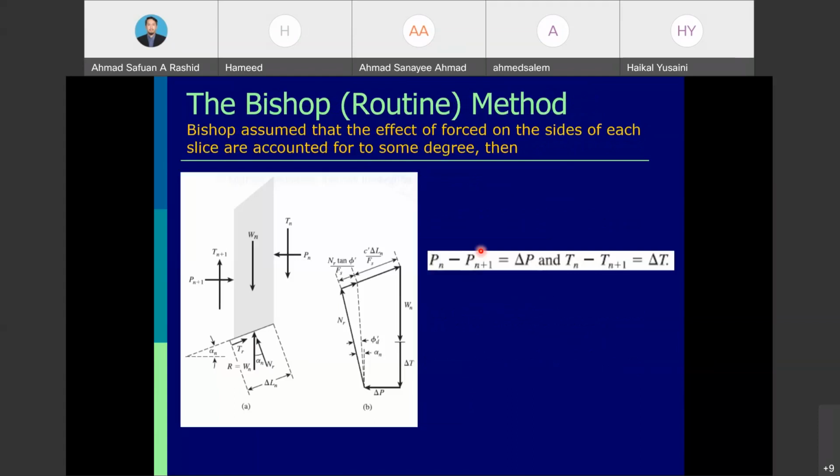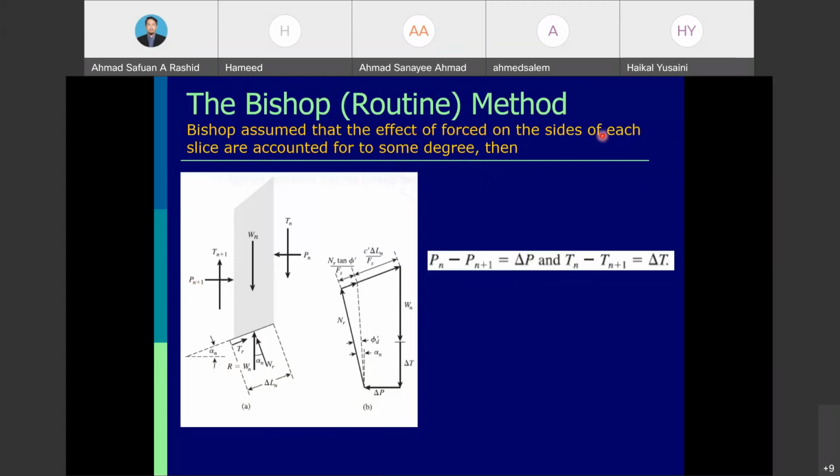Okay, the next is the improvement made by Bishop. Okay, so Bishop assume that the effect of force. Okay, please download the new notes because I just revised the notes, and then I just include this section. So please download the new notes.